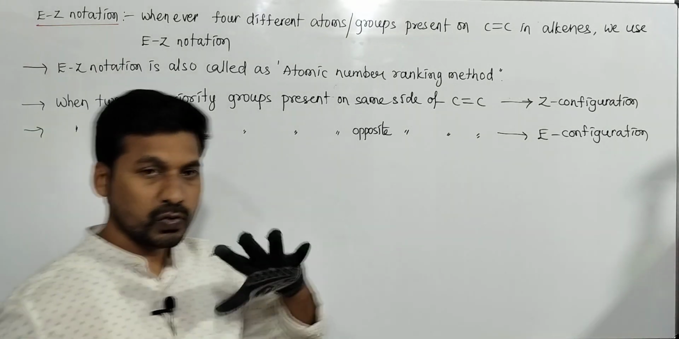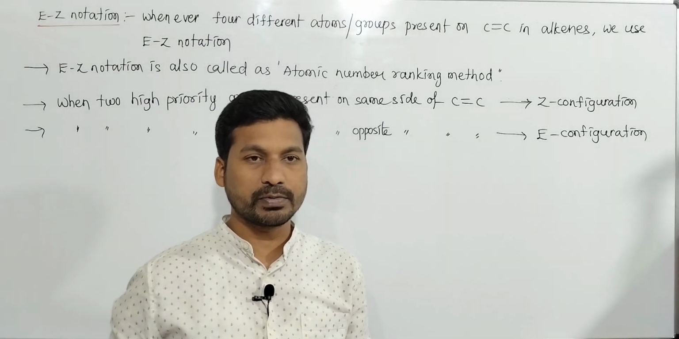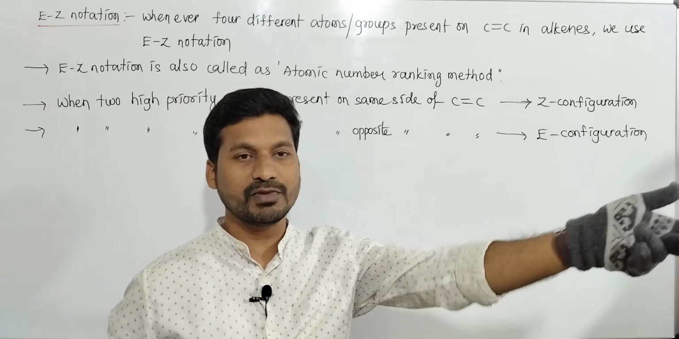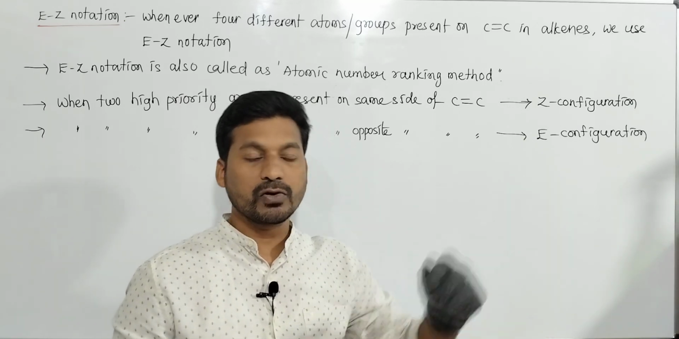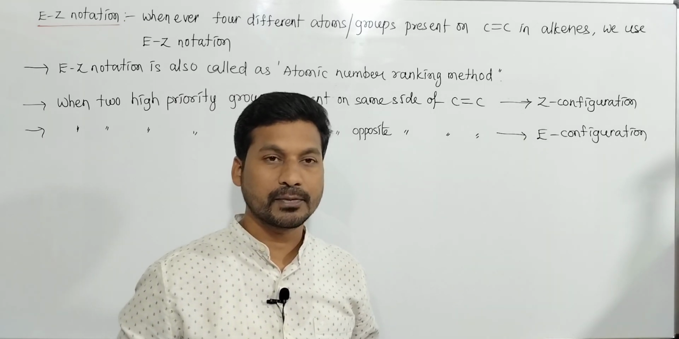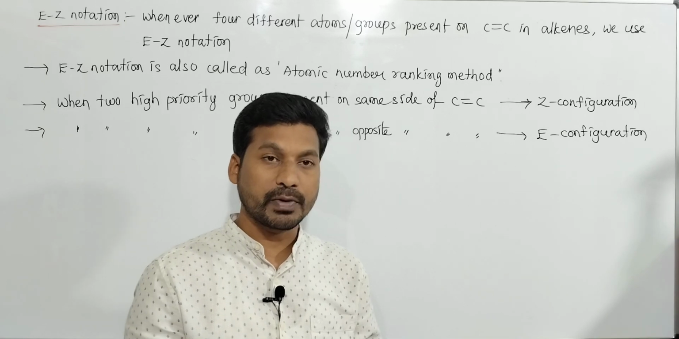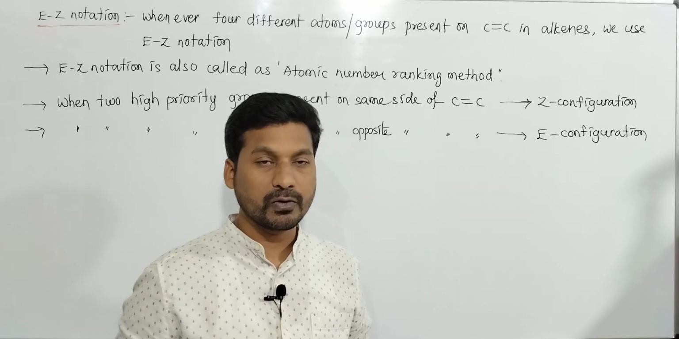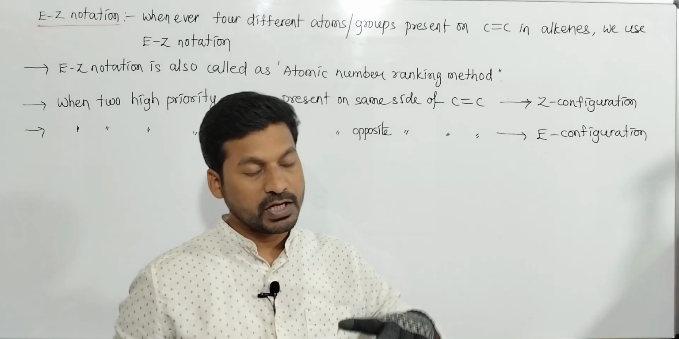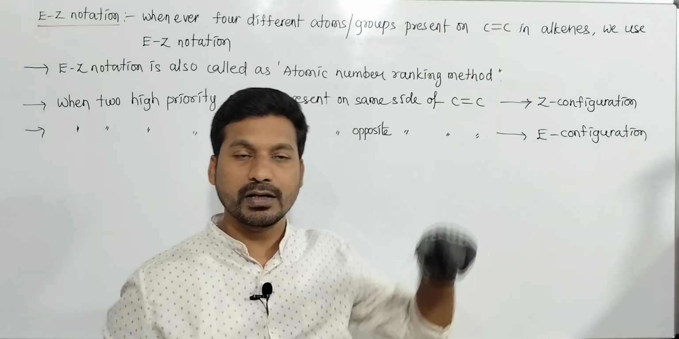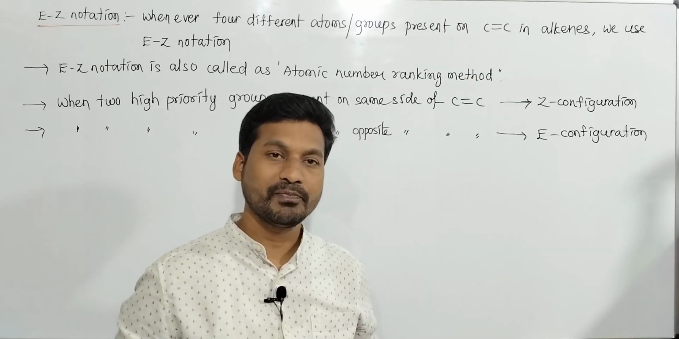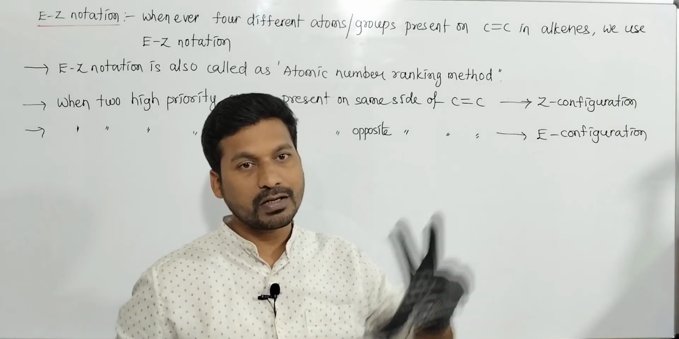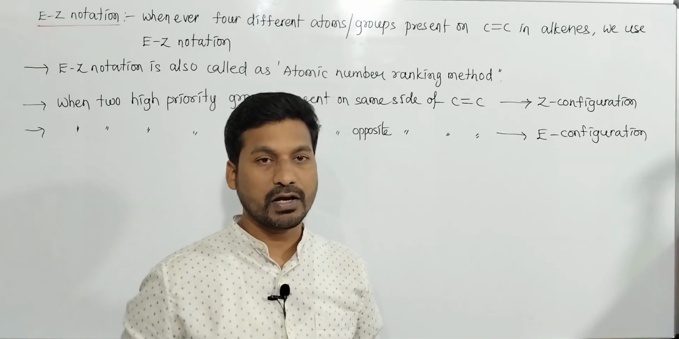Whenever two similar groups are present on the same side, that is cis. If two similar groups are present on opposite sides, that is trans. Whenever similar groups are not present, then we select two high priority groups based on the selection rule. If two high priority groups are on the same side, that is Z configuration. If on opposite sides, that is E configuration.